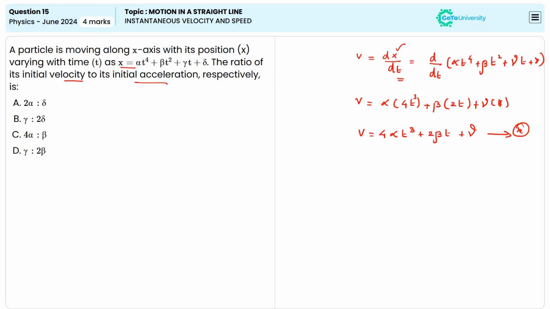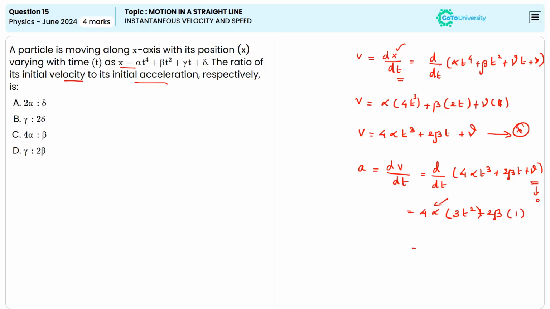Let us calculate the acceleration. It's known that acceleration is nothing but the rate of change of velocity. So here we can differentiate the velocity expression with respect to time. When we do that, we will get the expression for acceleration. So when we differentiate, we will get 4 alpha times 3t square plus 2 beta times 1. Again, this is a constant, so its derivative will be 0. So we will get 12 alpha t square plus 2 beta.